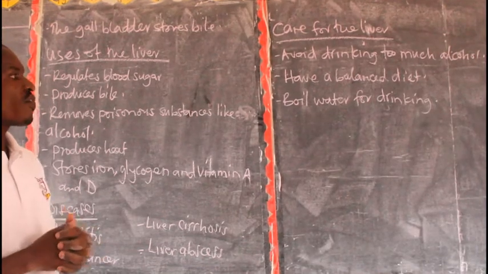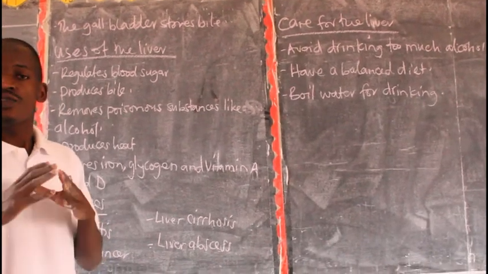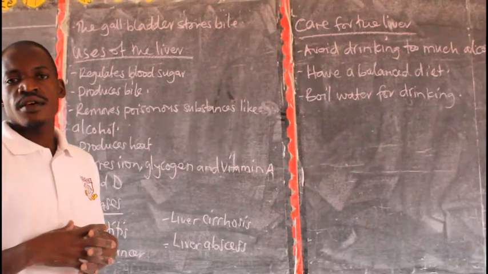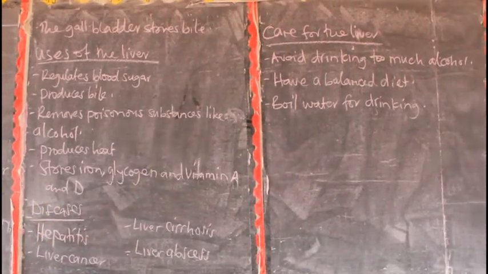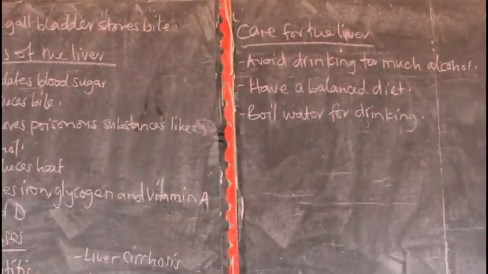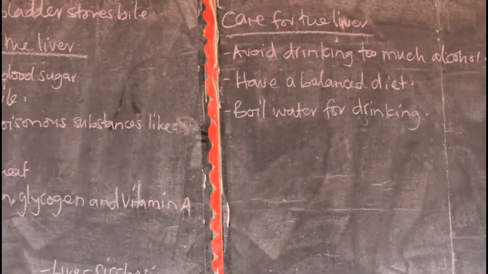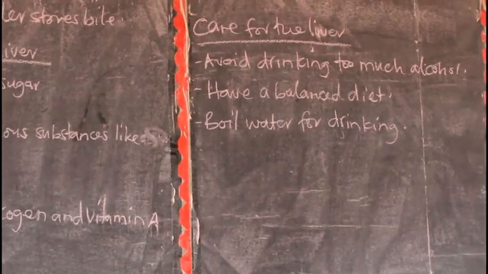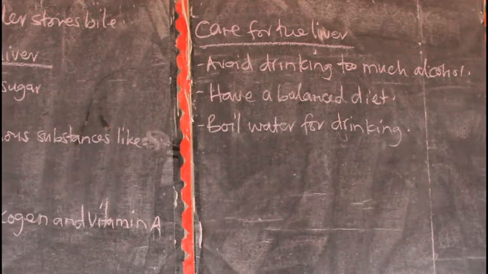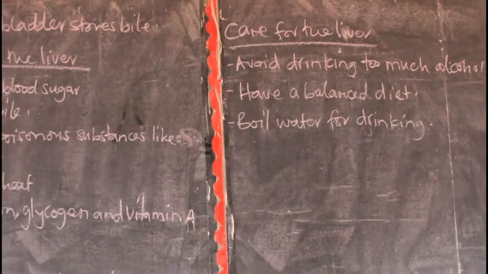Then boil water for drinking. You are supposed to boil water for drinking to avoid hepatitis B. Then we can also have physical exercise. Do physical exercise regularly so that your liver, your lungs, your kidneys can function very well to avoid problems in the body.